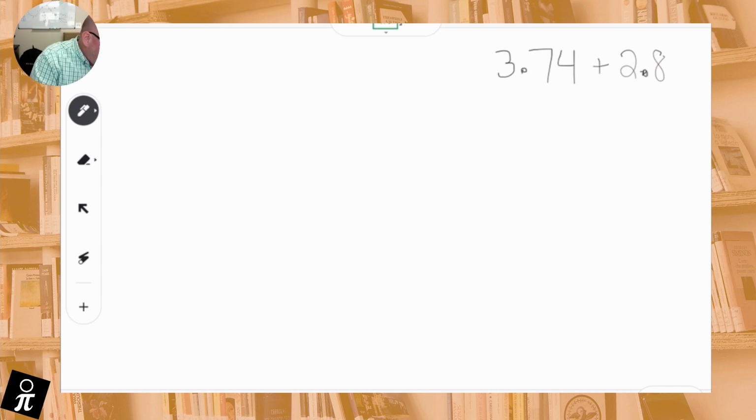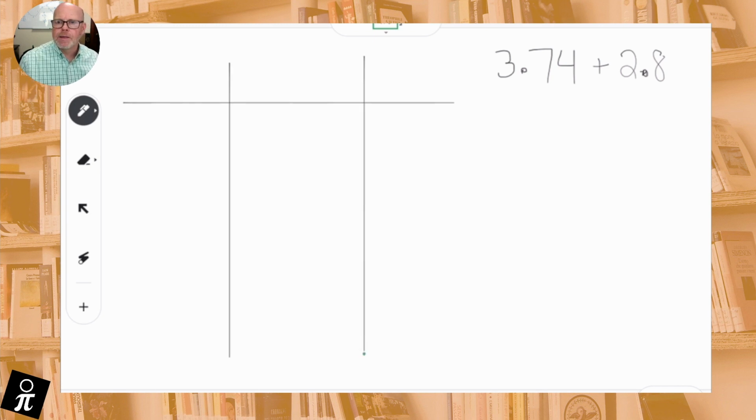All right. So I'm going to take these numbers and model them in a place value chart. I'm going to make my little place value chart right here. Good enough. Now we're going to model 3.74 and 2.8 into this place value chart.